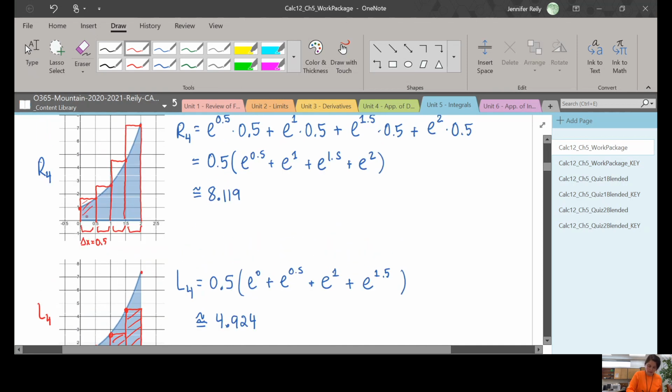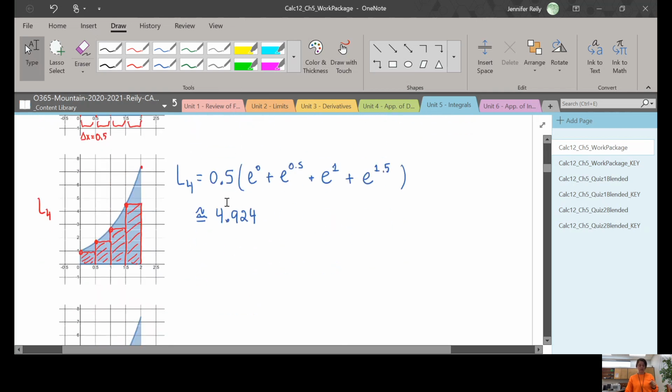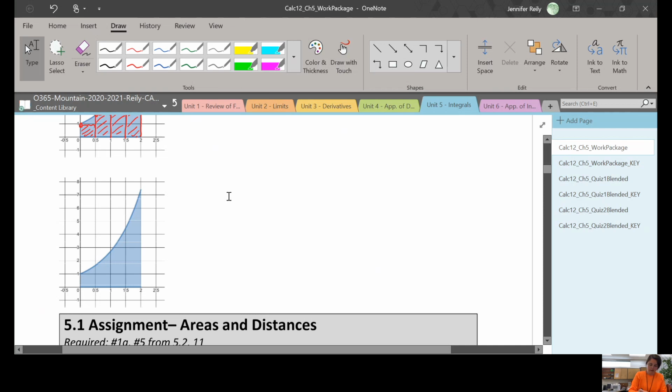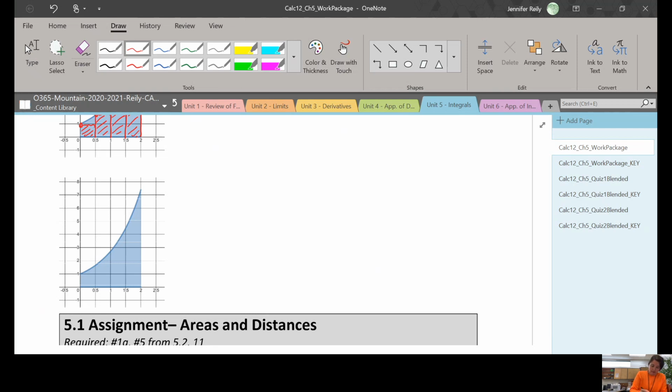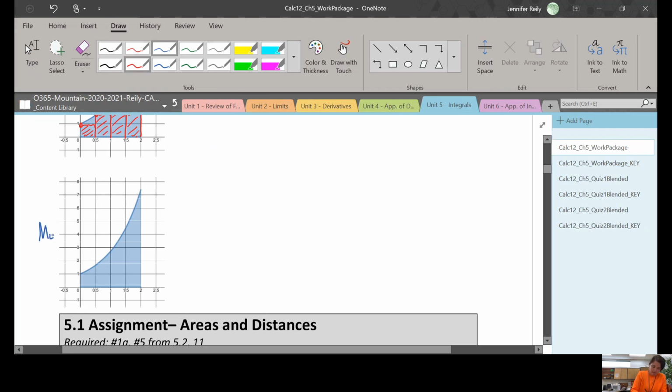I'm just going to color these in so you can see. Okay, so let's get a better estimate. The other way to get a better estimate if you don't want to do more rectangles is to use M4. So here's M4. So here's our intervals. What you want to do is take the middle point in each interval. So middle point, middle point, middle point, middle point. And you want to draw your rectangles from there.